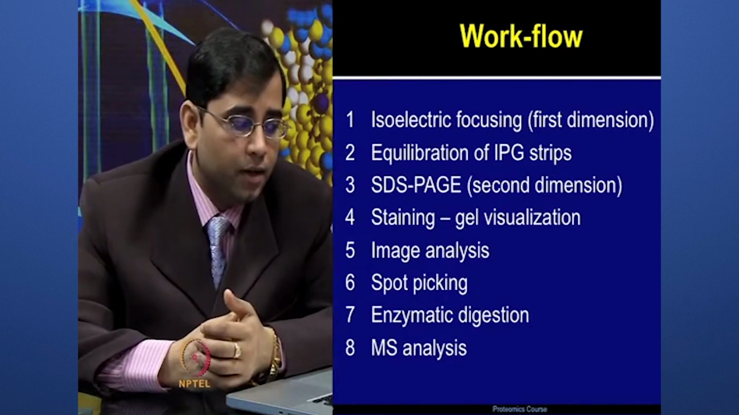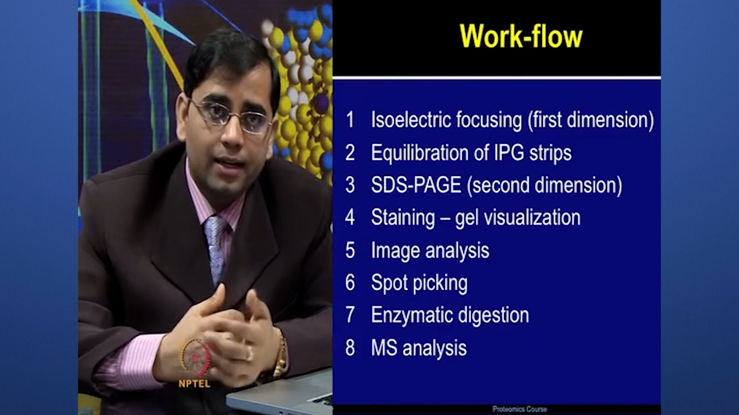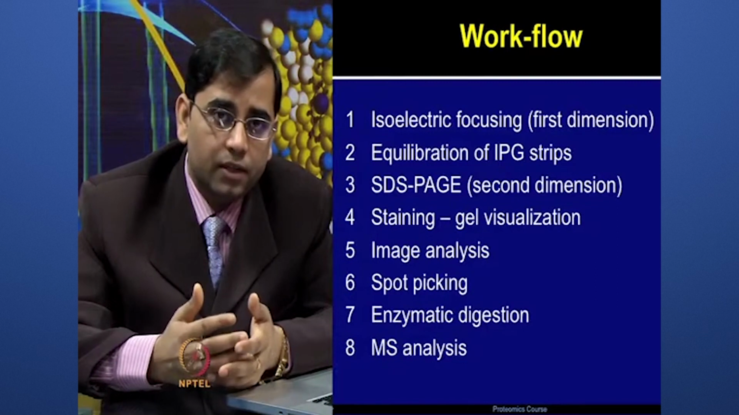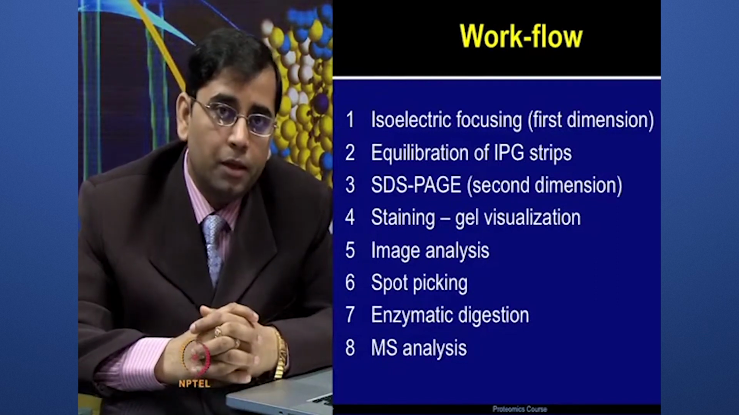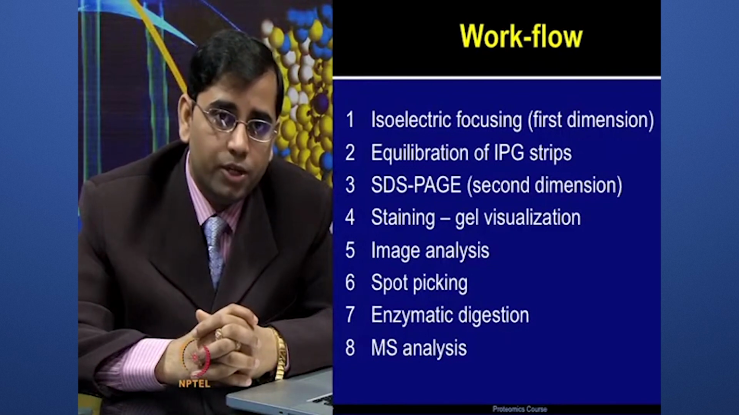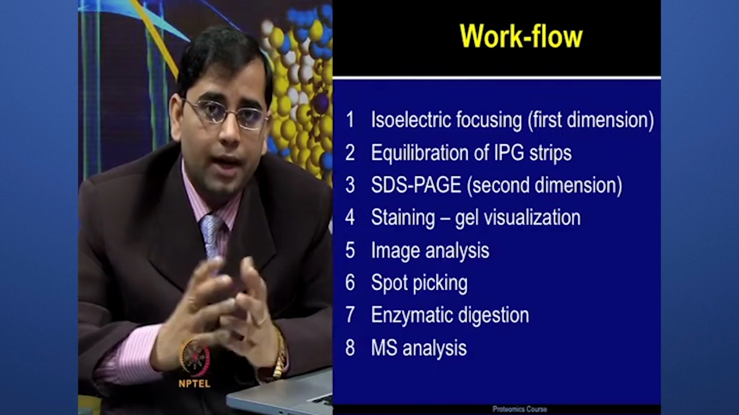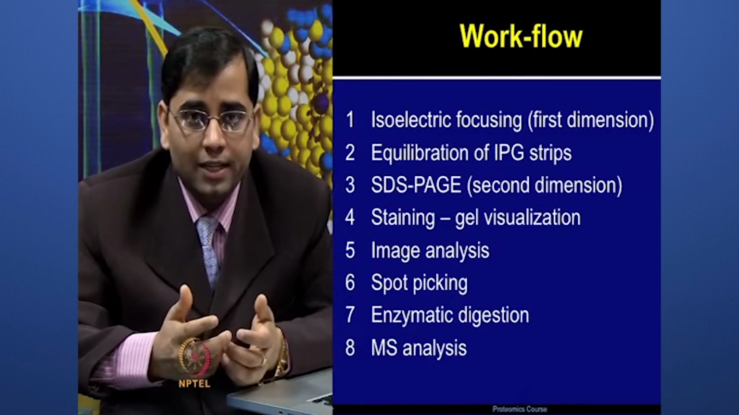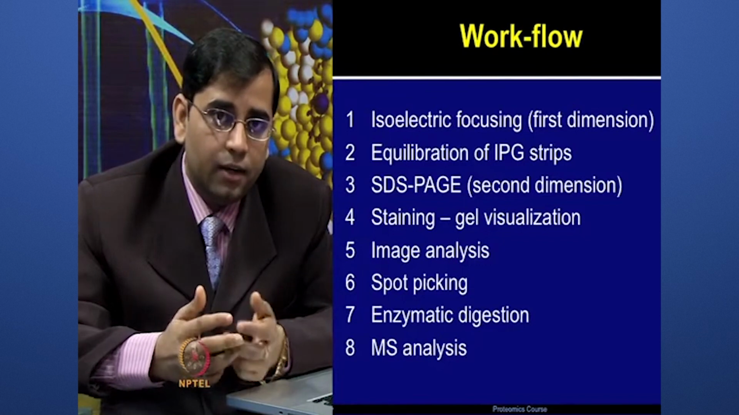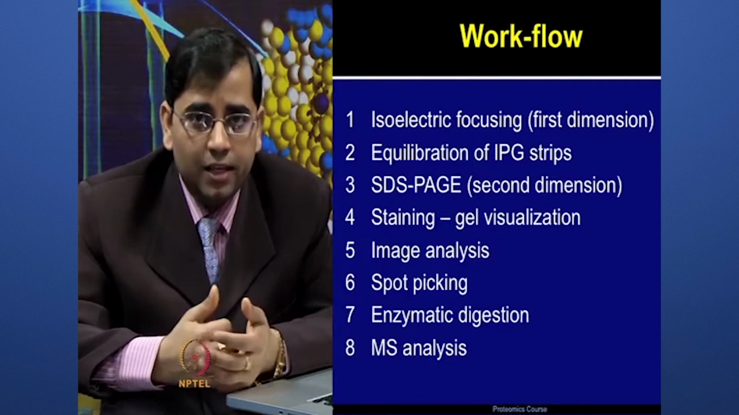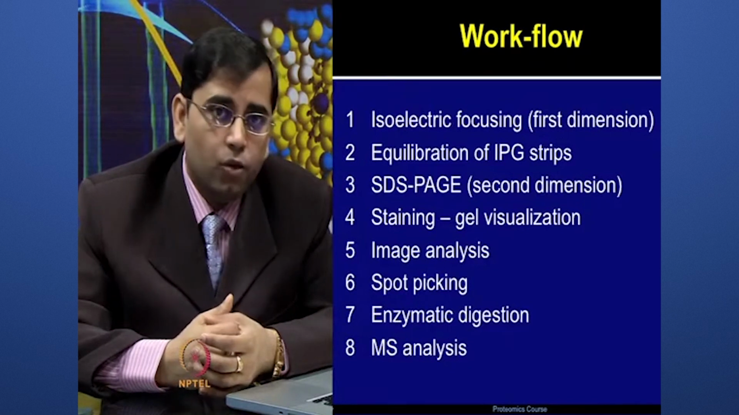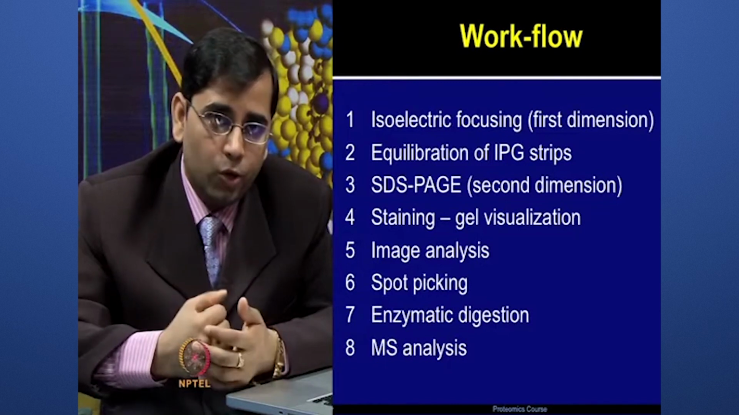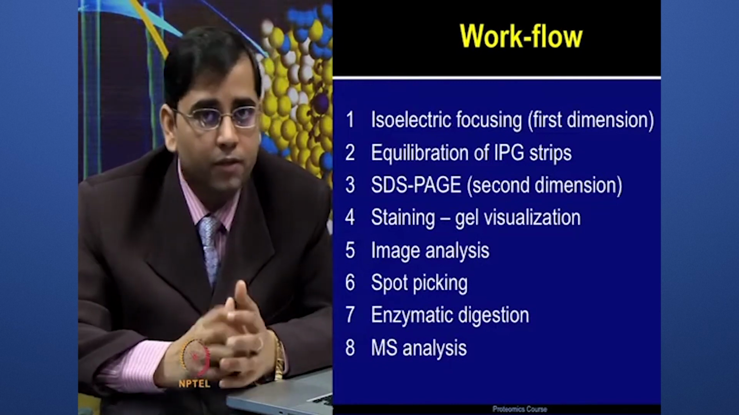The third point. Now, fourth in the workflow is staining the gels and visualizing the gel images after staining with different types of stains. Image analysis, the fifth point, is very crucial because you need to analyze all the protein spots so that the abundance of each of these proteins can be calculated and more detailed statistical analysis can be performed. Once you are confident that these are the proteins which are highly significant, then you would like to pick those spots by a process mentioned in the sixth point, which is spot picking.